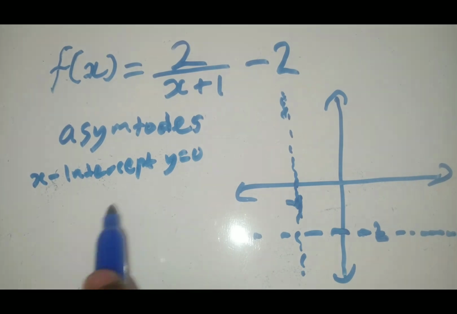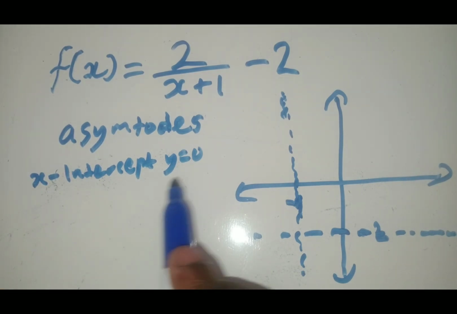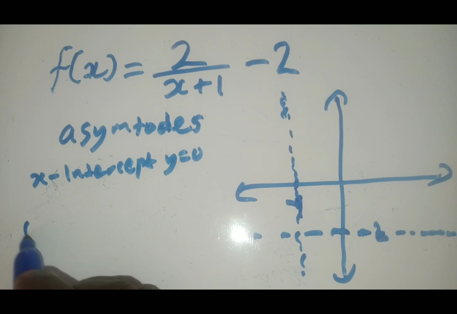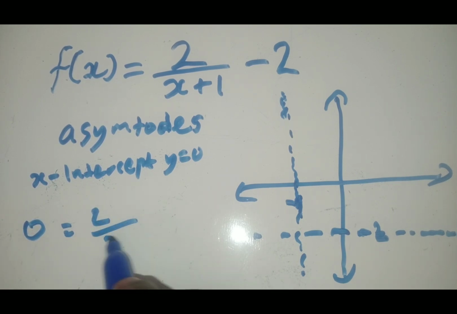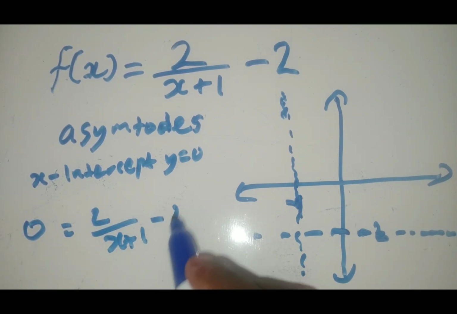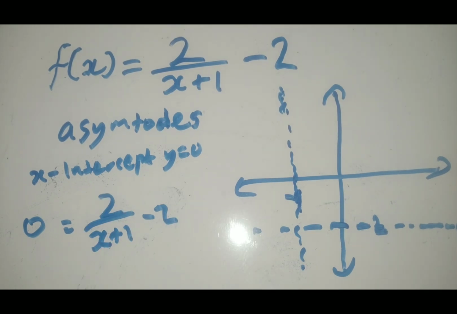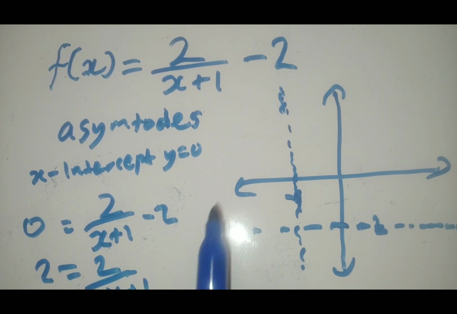This should always be stated. So x-intercept, y is equal to 0. So we'll make y 0, and then we will solve for x. So we take this to the other side, it's going to be 2, and then we're going to have that.